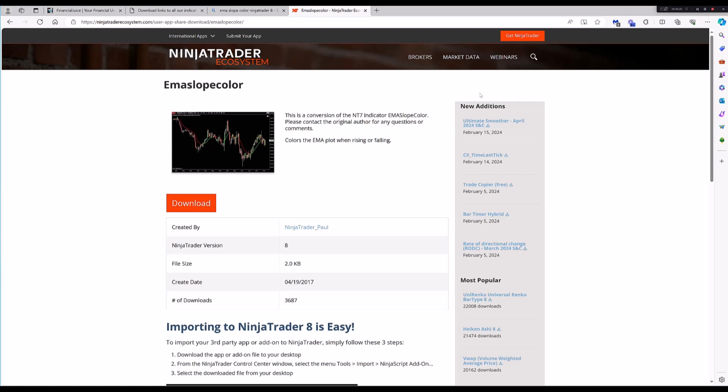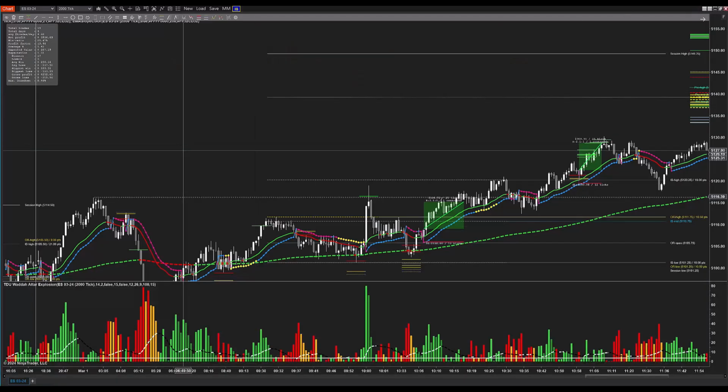So here's a free indicator in NinjaTrader's ecosystem. You can grab this, no charge to you. Okay, so that's out. Additionally, pardon me, I should have mentioned, I have our WADA ATAR.